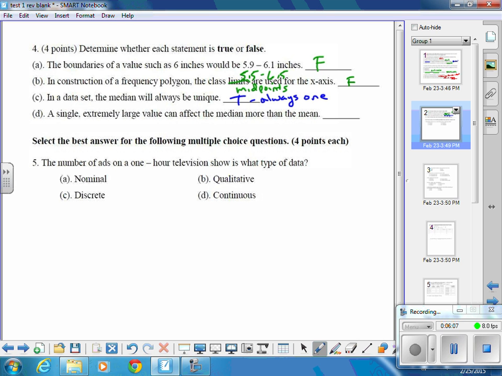And then the last one says, a single extremely large value can affect the median more than a mean. That is false, because if you're looking at, for instance, a data set that has a lot of small numbers, like stuff in the teens, maybe the low 20s, and then one number in your data set is like 500, whenever you go and compute the mean, that's going to make it so much larger than it should be, when your mean should be something like maybe 20.